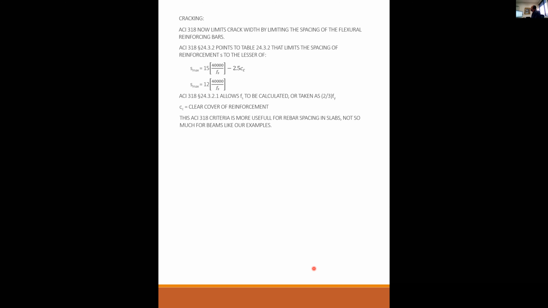This ACI 318 criteria is more useful for rebar spacing in slabs, like the homework assignment you just did, where you found that you need number 6 bar at 12 inches on center. This would be something to check the maximum spacing of those rebars to be sure that you're not getting into a crack control problem. But for beams, not so helpful.